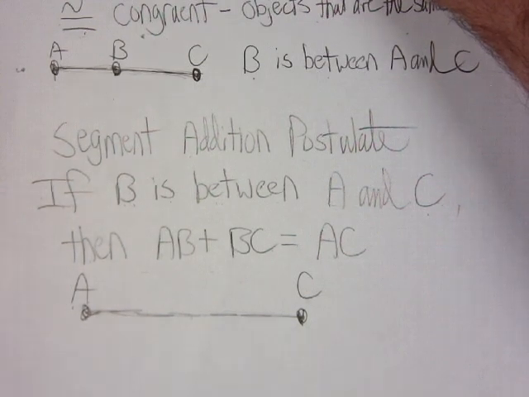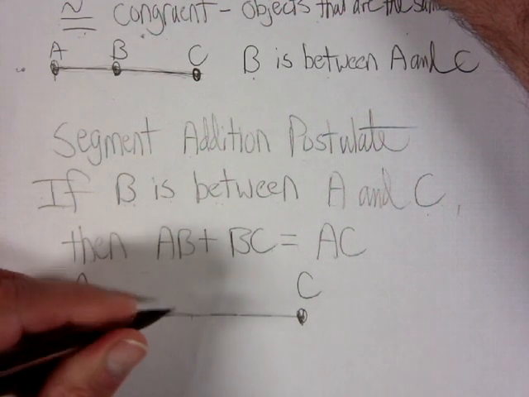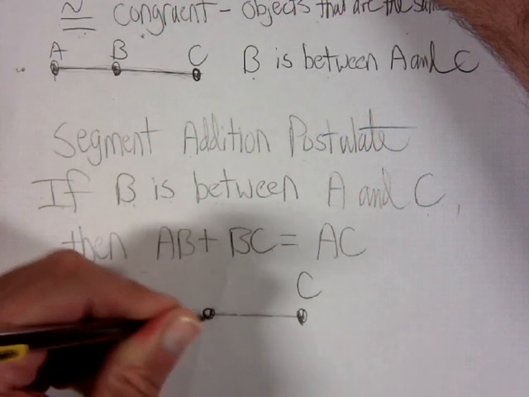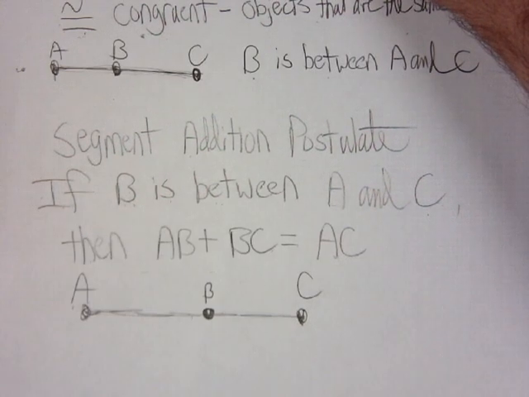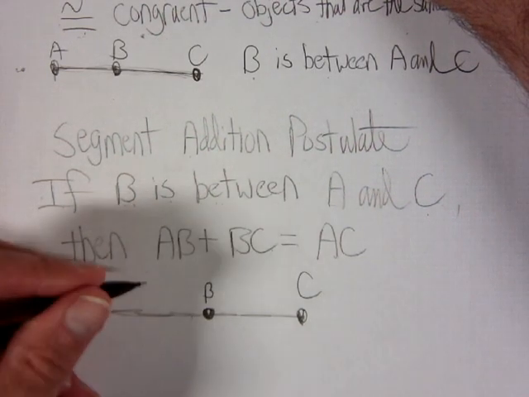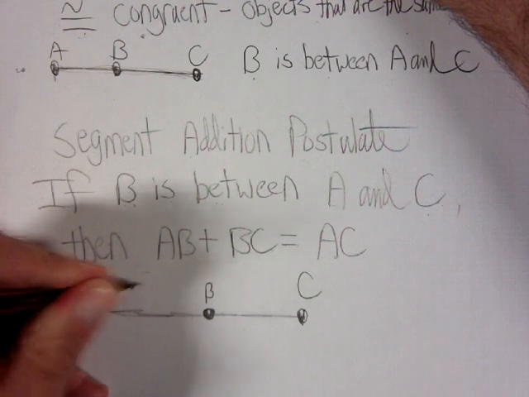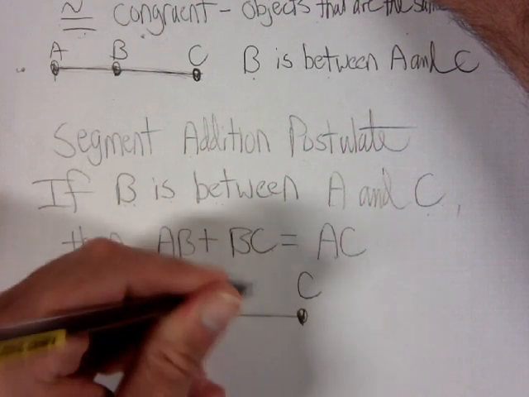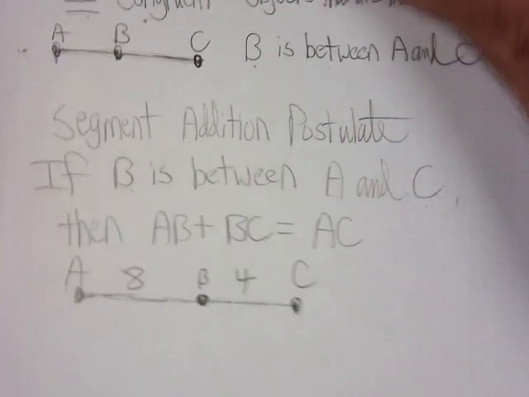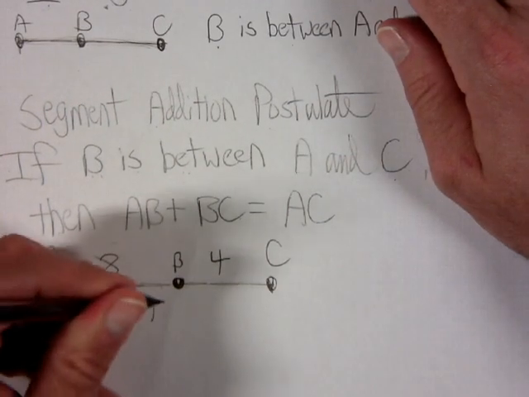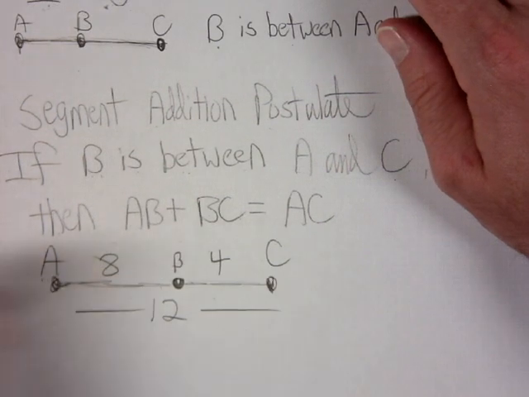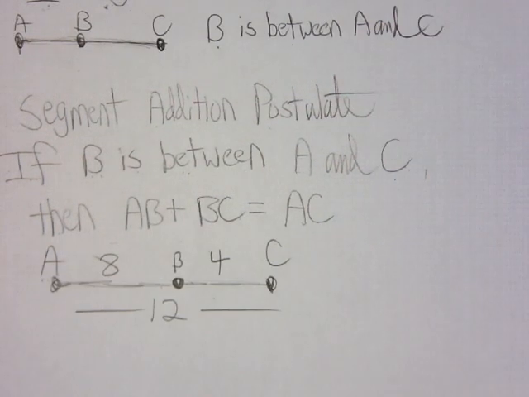And so let's say my point B is right here. Here's point B. And let's say the length from A to B is 8, and the length of BC is 4. Well, if that's the case, then the length of AC, the whole thing, has got to be those two added together. So the whole thing has got to be 12.